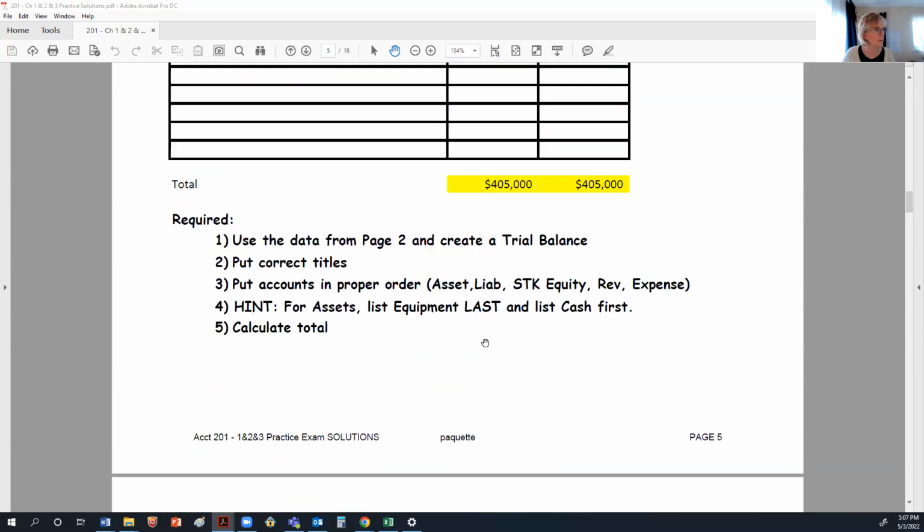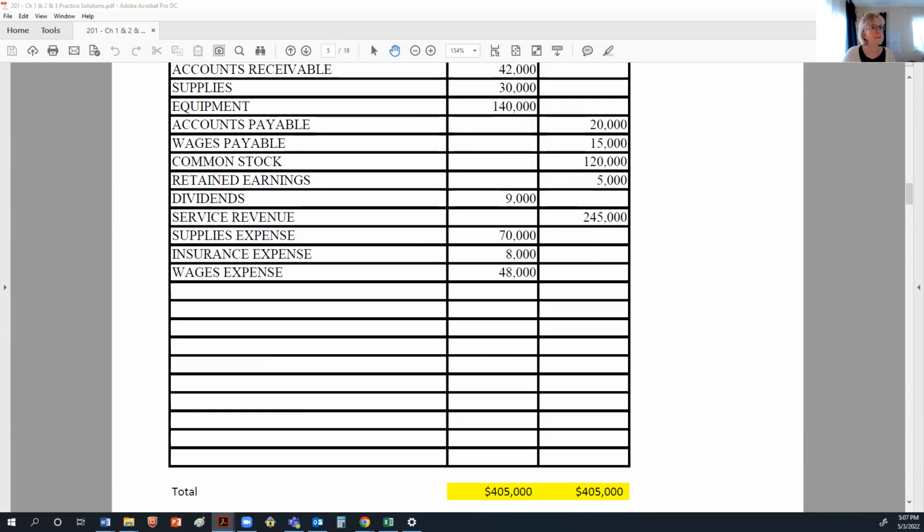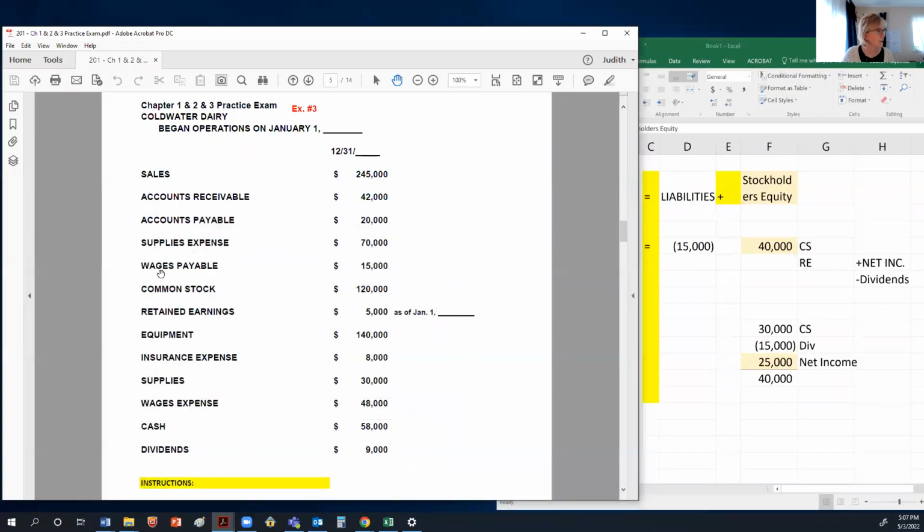If you look up here in the list of accounts, we said retained earnings 5,000 as of January 1st. So they began operations January 1st, but this data is as of December 31st. So there's a difference there. Everything's updated through year end except for retained earnings, because we really don't touch retained earnings except at the end of the year. So just be mindful of that.